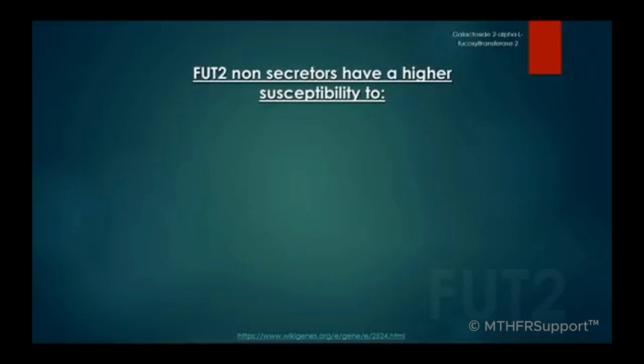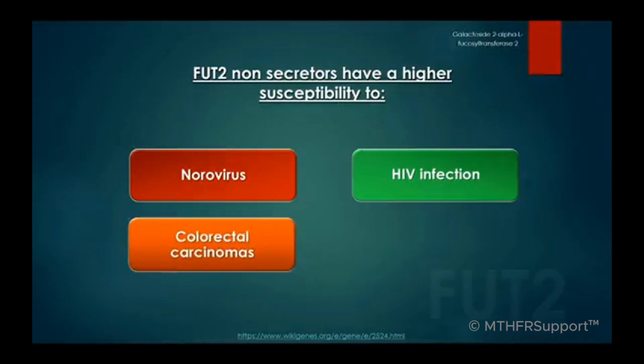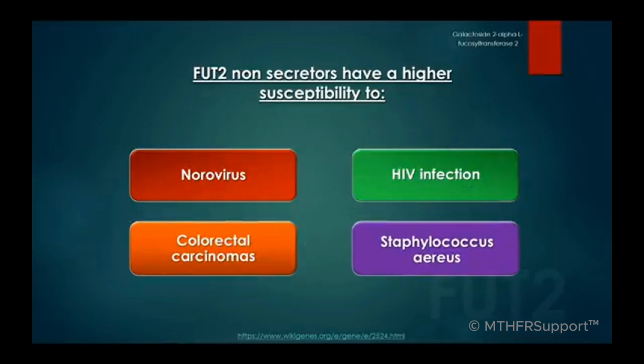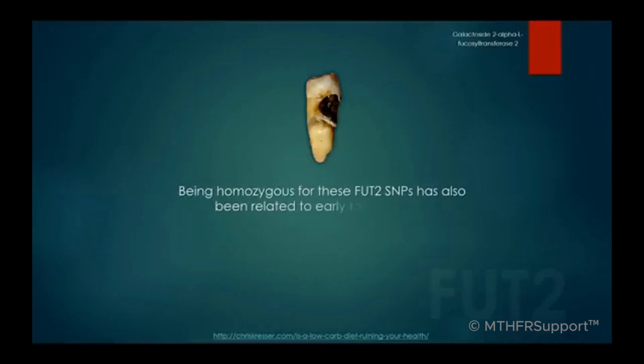FUT2 non-secretors have a higher susceptibility to the following: norovirus, HIV infection, colorectal carcinomas, and Staphylococcus aureus. Being homozygous for these FUT SNPs has also been related to early tooth decay.